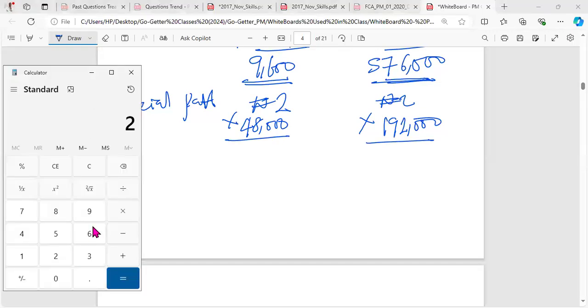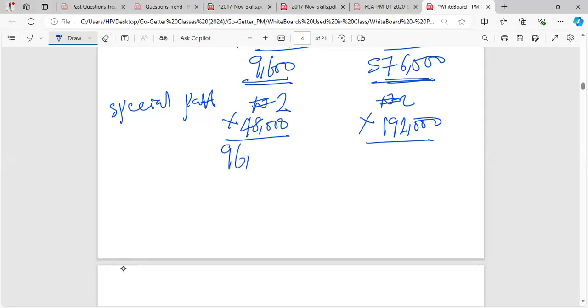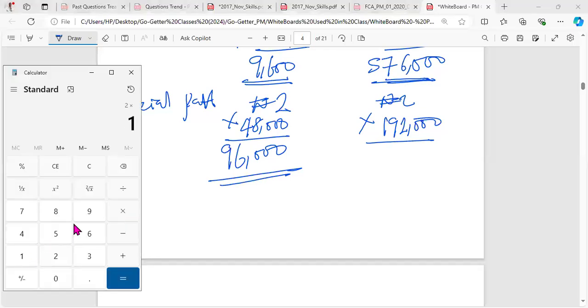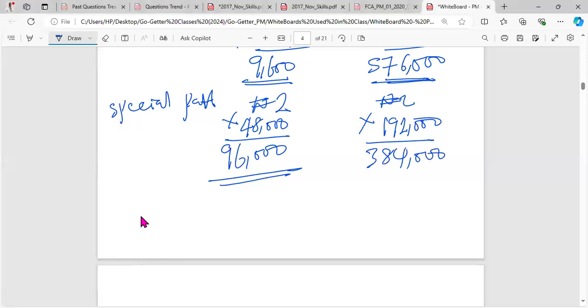So when we multiply them together, we have 2 times 48,000, that gives me 96,000. And 2 times 192,000 gives me 384,000. Okay, we are done with that.